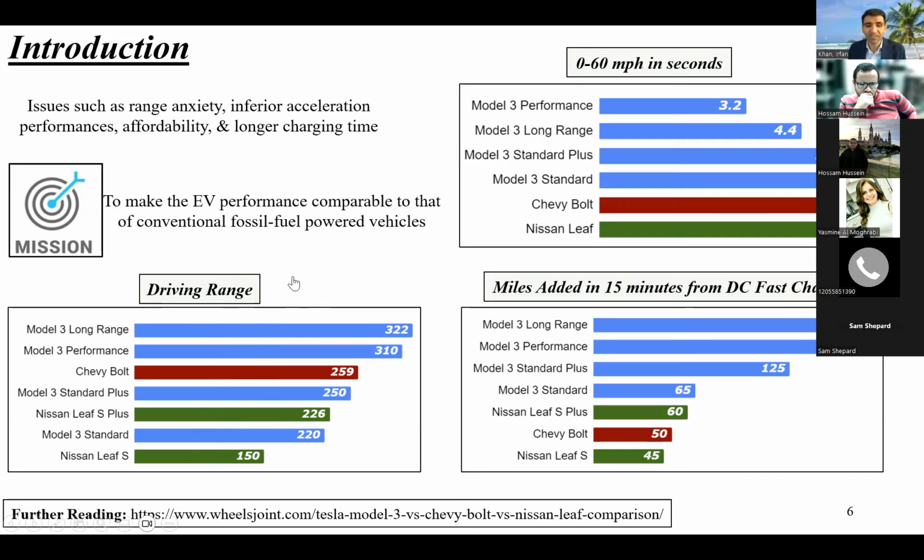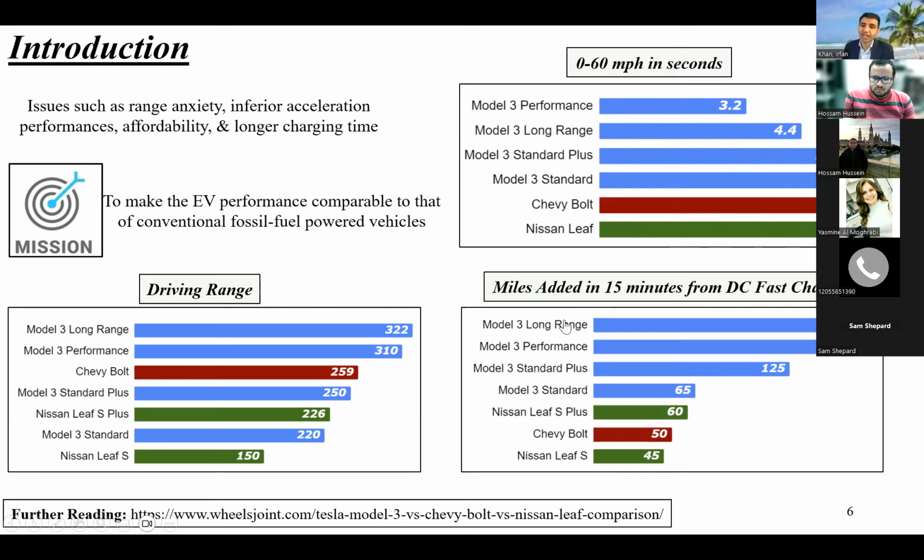So if we talk about driving range, it has improved from 150 miles to now 322 miles of driving range with just one charge. And if we talk about acceleration, it is how much speed we can achieve in seconds. We can see that Model 3 takes 3.2 seconds to achieve the same speed. So the traditional EVs were taking longer, but the recent ones are much faster.